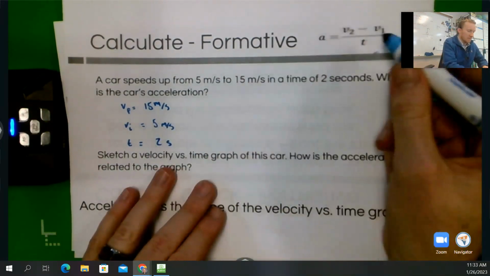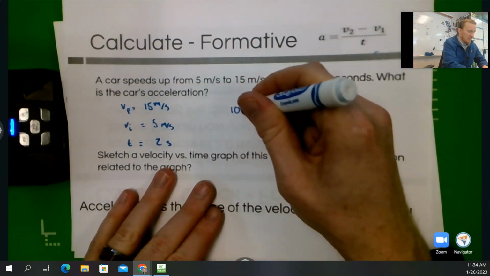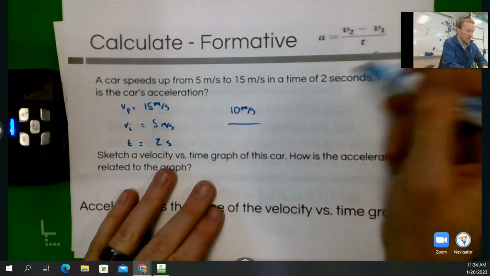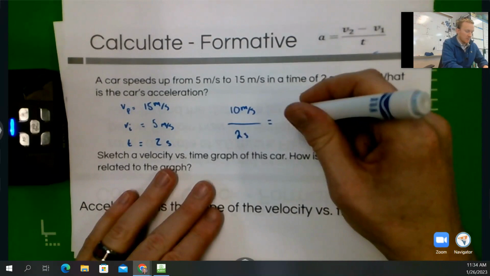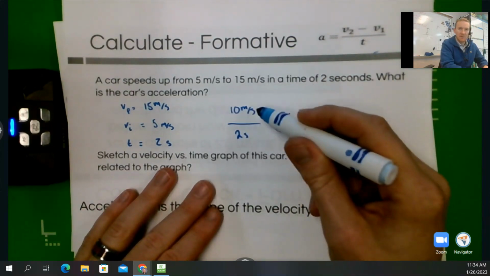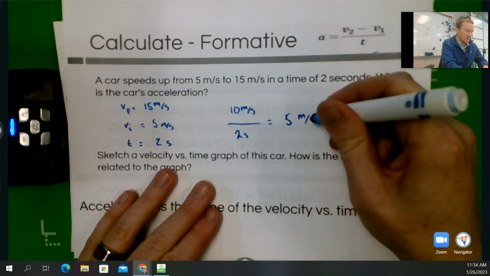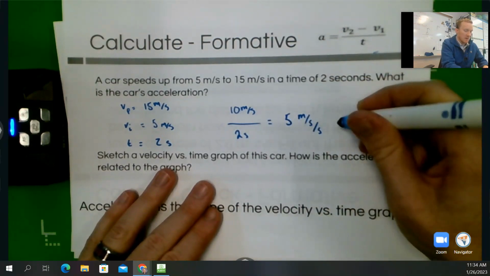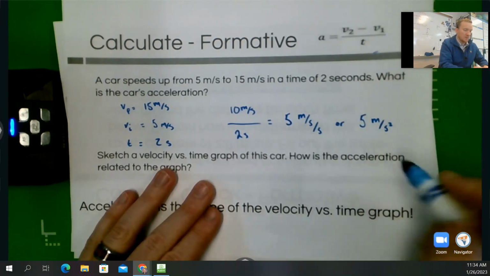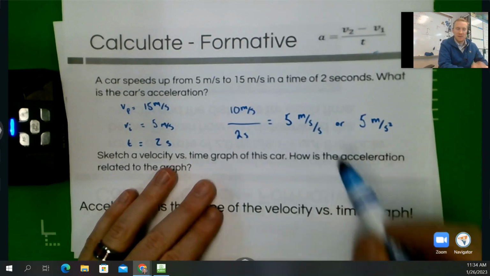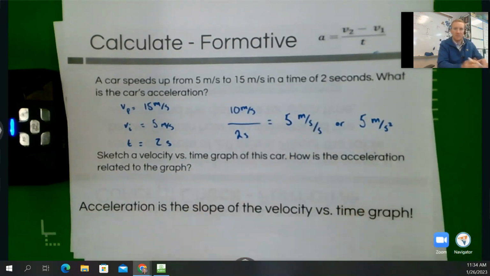So then we just have to plug and chug. V2 minus V1, 15 minus 5, well, that's 10 meters per second, all over the time, which is 2 seconds. Okay, and then 10 over 2 is 5. And then we're going to carry over our units. So that's going to be 5 meters per second per second. You could also write this as 5 meters per second squared. That's what happens when you divide the variable by itself in the denominator. So you can simplify it like that, but these both mean the same thing.